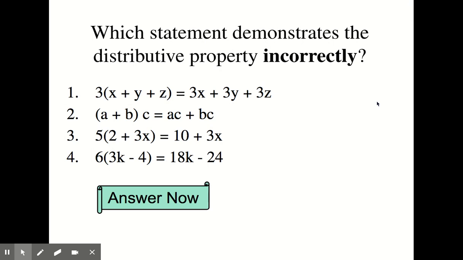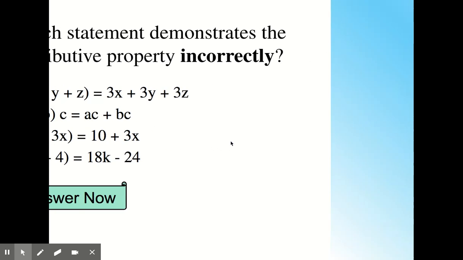Okay, which statement demonstrates the distributive property incorrectly? Incorrectly. It would be 3. You distributed the 5 to the 2, you would get 10. But if you distribute the 5 to the 3x, you wouldn't get 3x, you would get 15x.